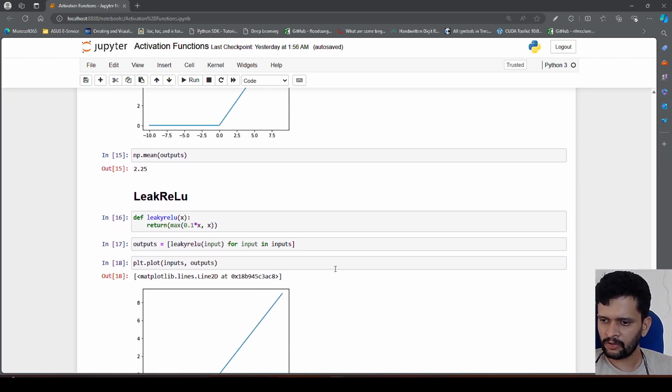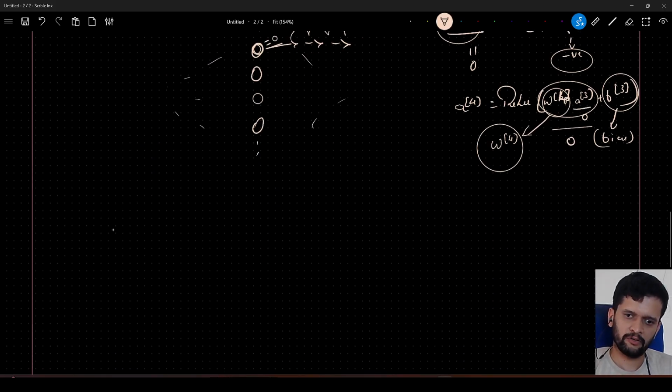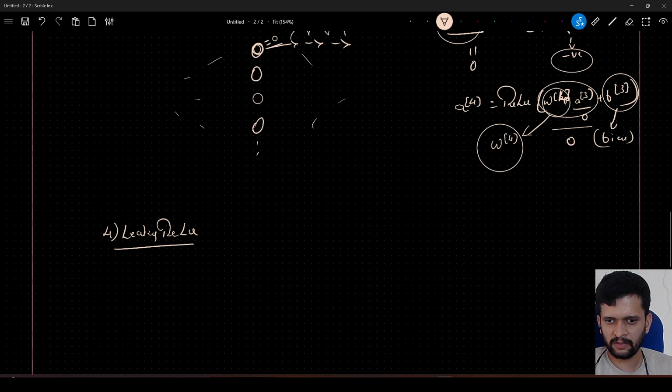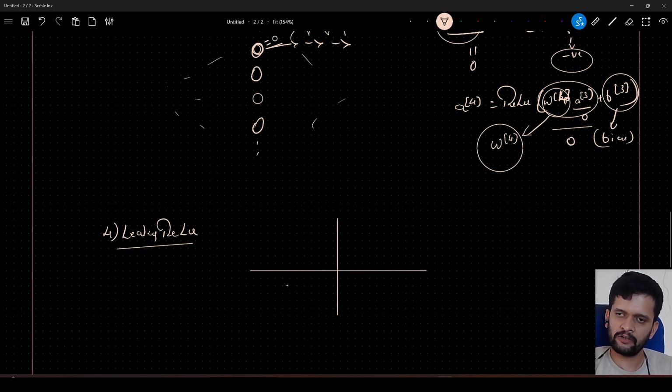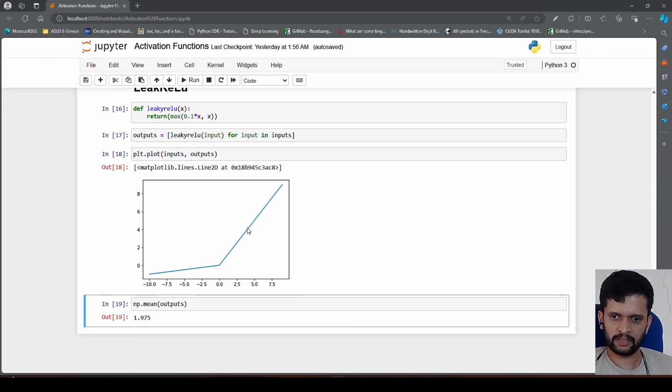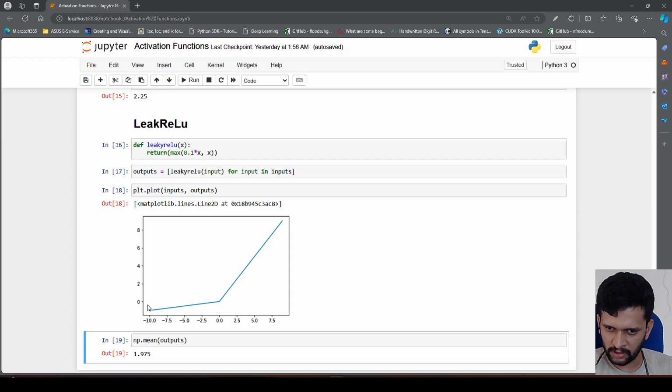Okay, so now coming to LeakyReLu. So what is LeakyReLu? ReLu stands for rectified linear unit, but why do we call it LeakyReLu? Because in case of negative values in ReLu, the output will be 0, but in this case we will have some small negative slope associated with the negative values, right? Let me show you the plot, how it is plotted. See, this is not flat on the 0, it has some slope if the input values are negative.